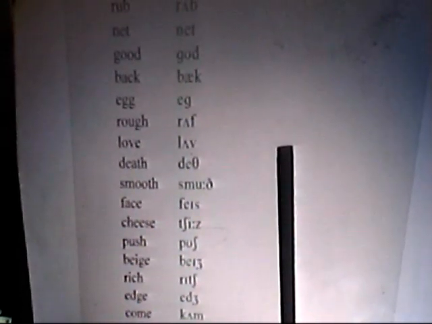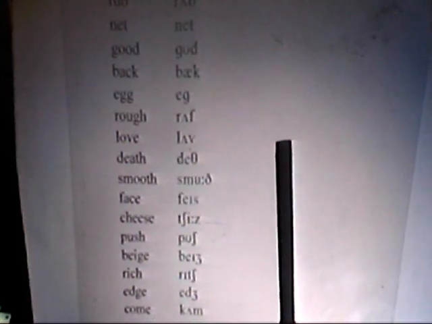Now, one of the difficulties in English is that almost all of our consonants can be found not only at the beginning of a word or a syllable, but also at the end. So here again we have all the consonants in order at the end of a word. Map, rub, again, so-called voicing distinction. Net, good, back, egg, and notice that they are different.